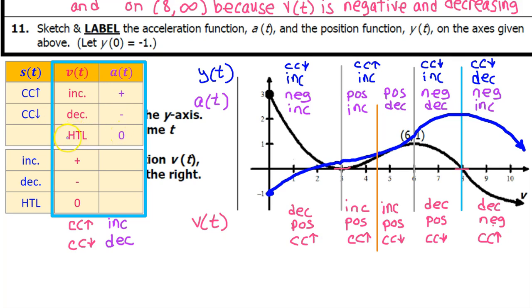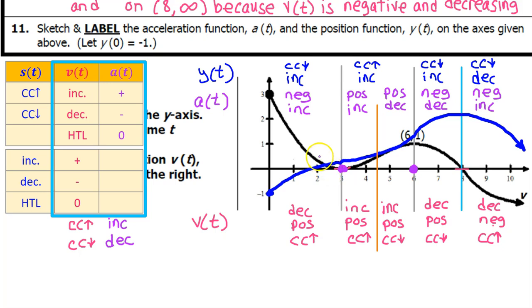One more piece of information. Wherever velocity has a horizontal tangent line, acceleration will be 0, and that's a graph we are about to draw. So velocity has a horizontal tangent line right here, so acceleration will be 0 right here. So we need to be sure to hit this point when we draw the acceleration curve. Velocity has another horizontal tangent line right here, so acceleration will be 0 here as well. It's time to sketch the graph of acceleration.